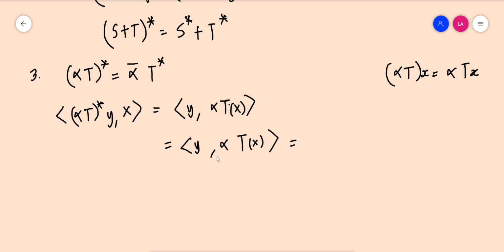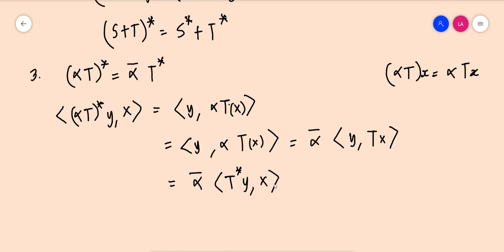Now we can take this alpha outside, it becomes alpha bar times inner product y, Tx. Since T has a Hilbert adjoint operator T star, this can be written as alpha bar times inner product T star y, x.